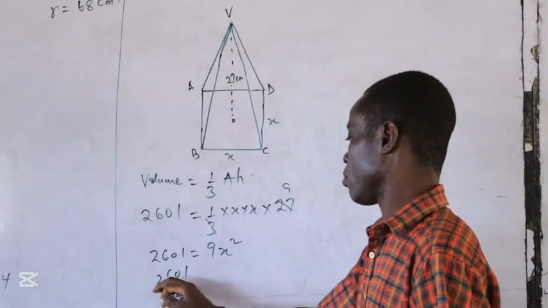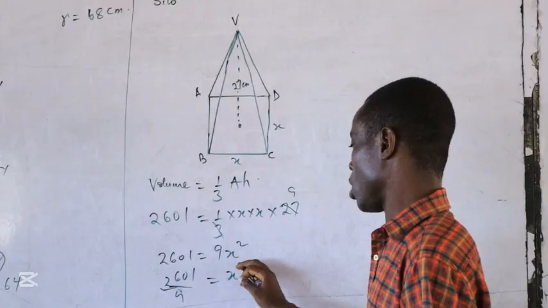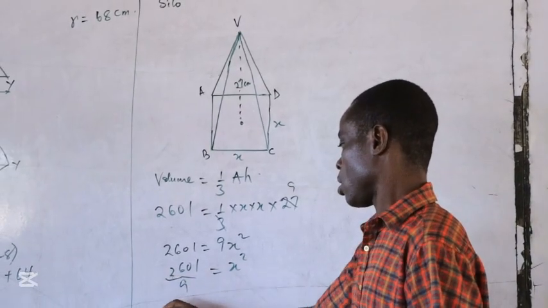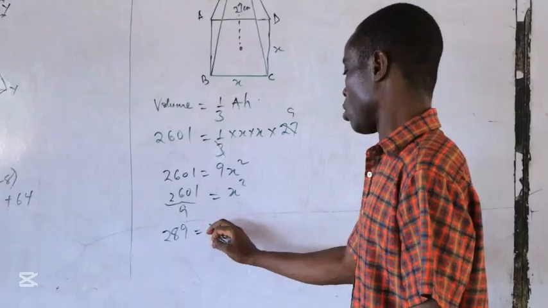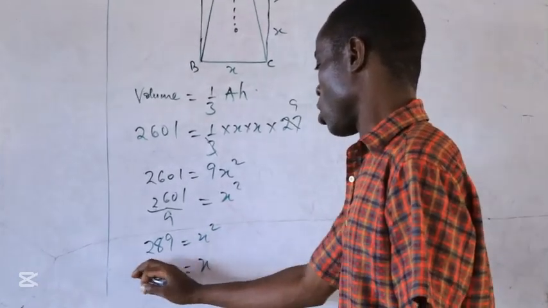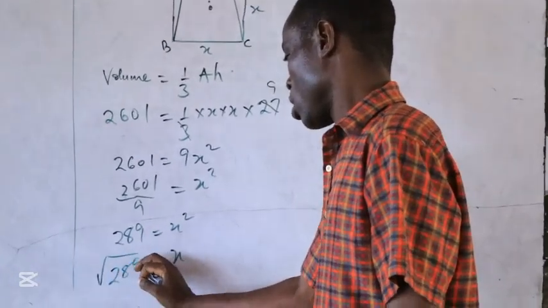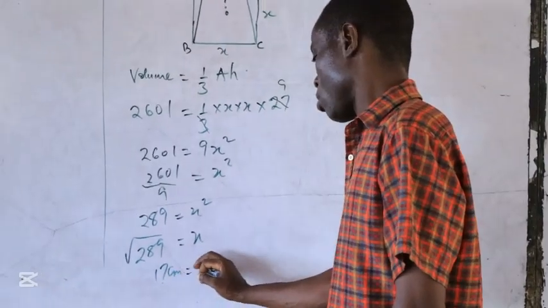2601 all over 9 is equal to x squared. What do we have? 289 equals x squared. x is now equal to the square root of 289. 17 centimeter equals x.